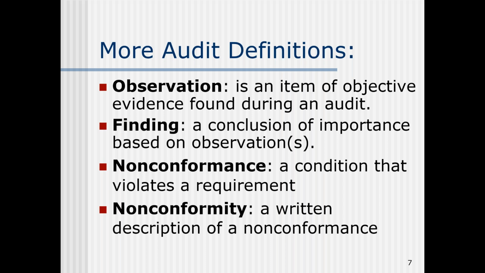Some additional definitions for audits. An audit observation is merely an item of objective evidence found during an audit. Observation by itself is not positive or negative. It does not mean another word for an opportunity. It is what it is. A finding is a statement of importance based on that observation. Again, a finding by itself is neither positive nor negative, but a negative finding is a nonconformance, a condition that violates a requirement, and then we write that into a nonconformity to present to the auditee to get that corrected.